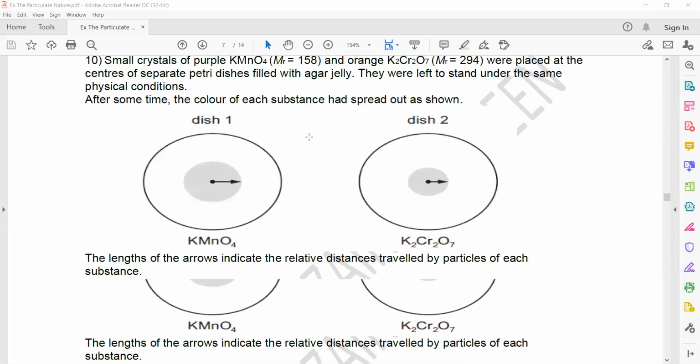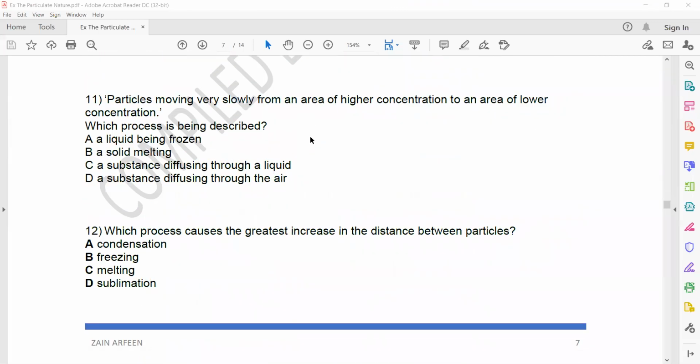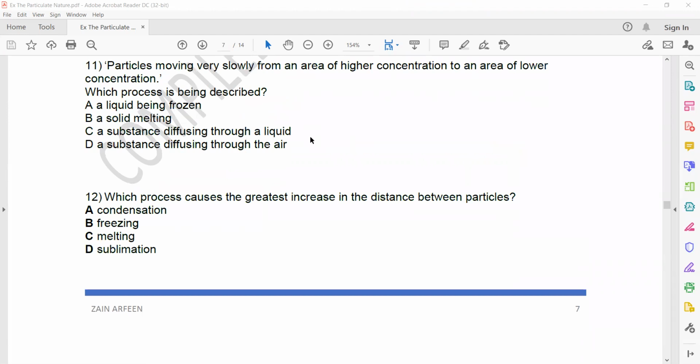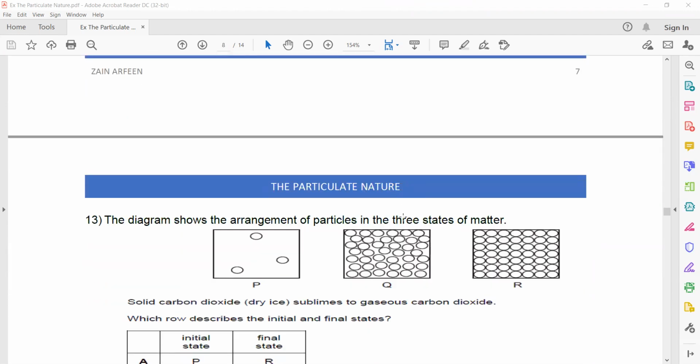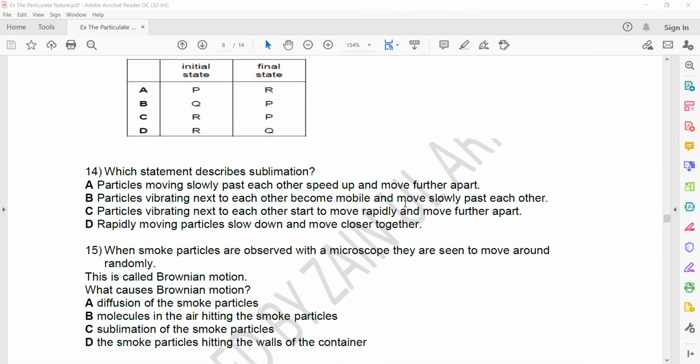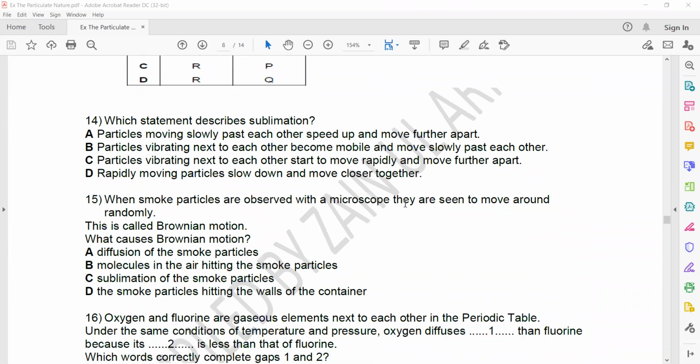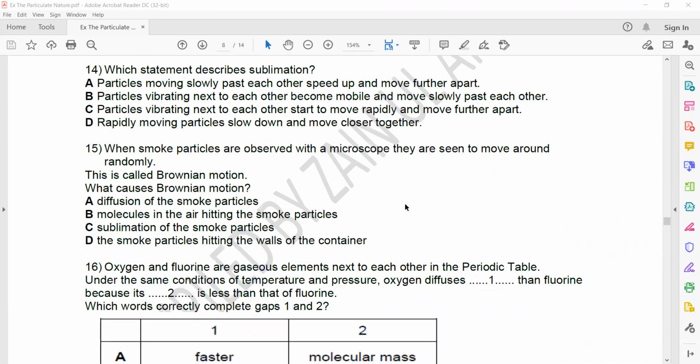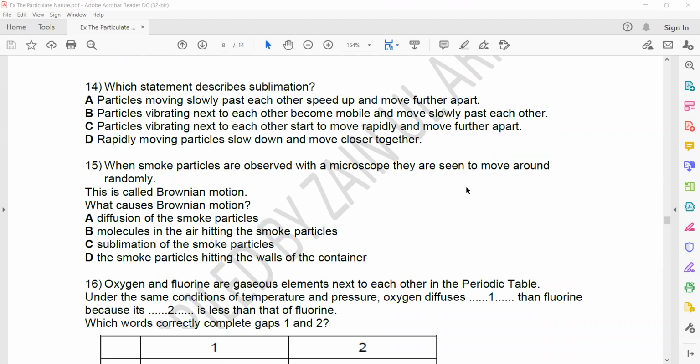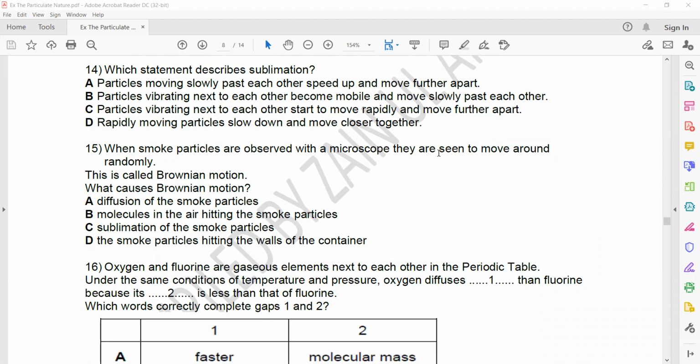Questions 9 and 10 we discussed yesterday, so I'm going to 9, 10, 11, even 12 we discussed. Question 14. Which statement describes sublimation?